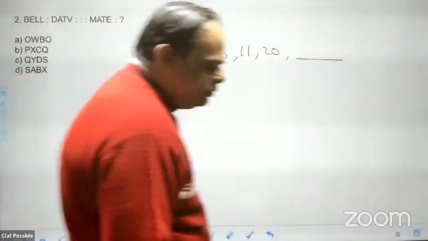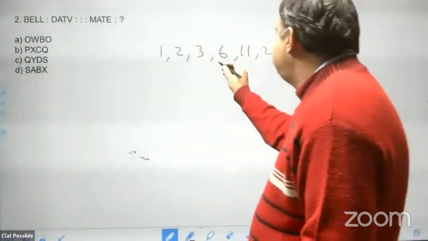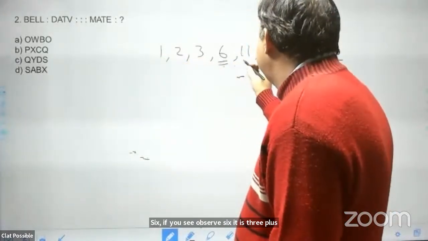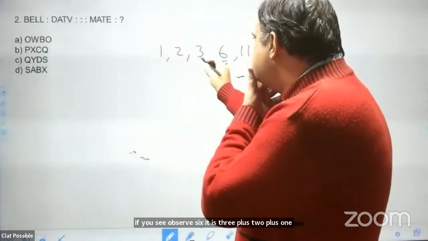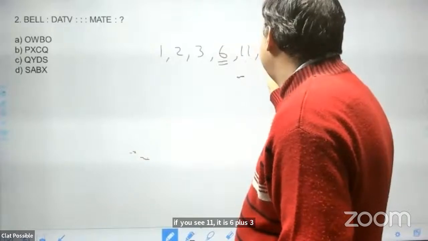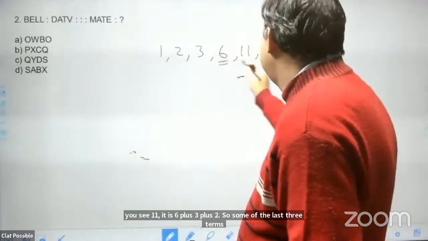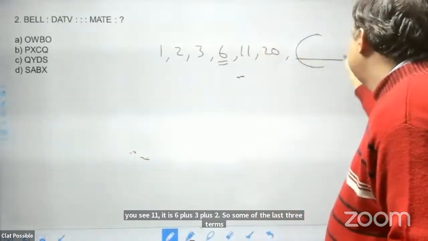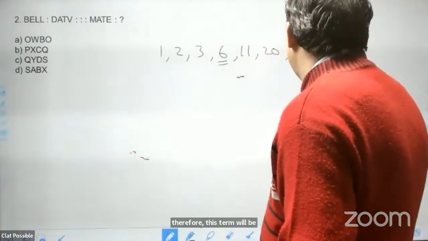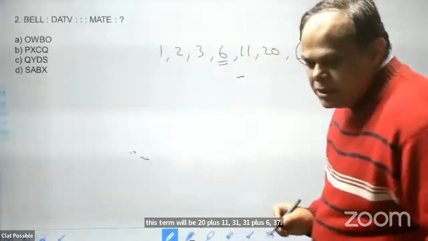Yes, see, like 6, if you observe 6, it is 3 plus 2 plus 1. If you see 11, it is 6 plus 3 plus 2. So it is the sum of the last three terms. So 20, if you see, it is 11 plus 6, 17, 17 plus 3, 20. So therefore, this term will be 20 plus 11, 31, 31 plus 6, 37.